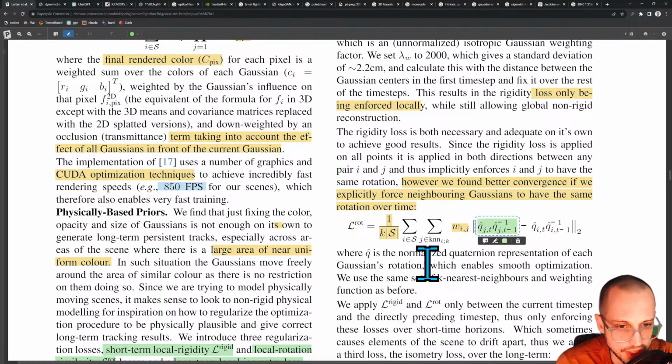Q hat is the normalized quaternion representation of each Gaussian rotation. So normalization of a quaternion makes it a unit quaternion, which enables smooth optimization. We use the same set of k nearest neighbors and weighting function as before.